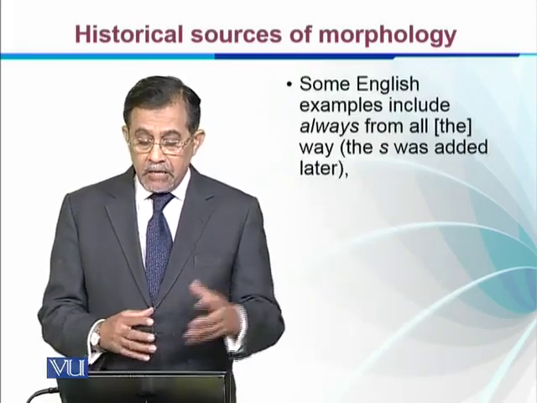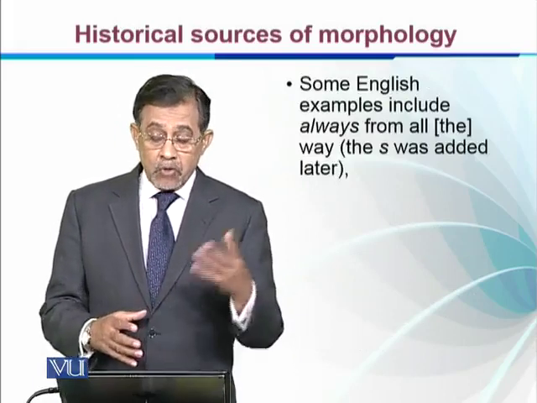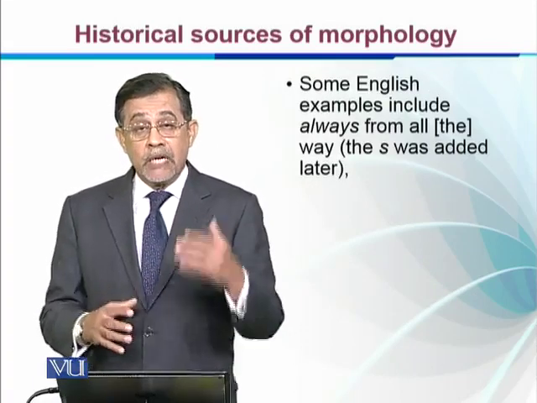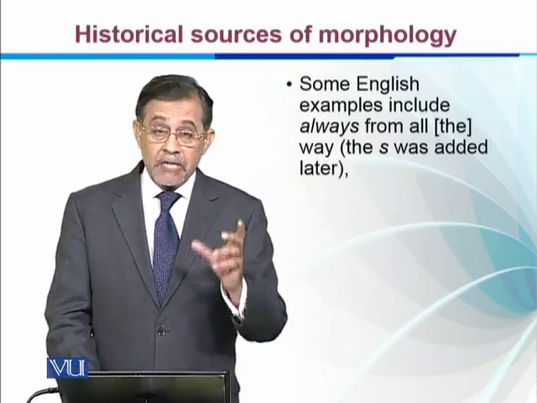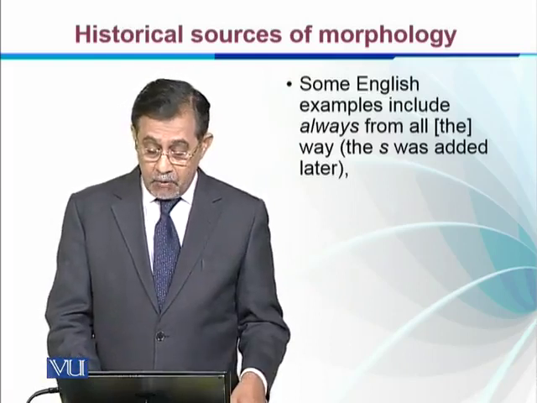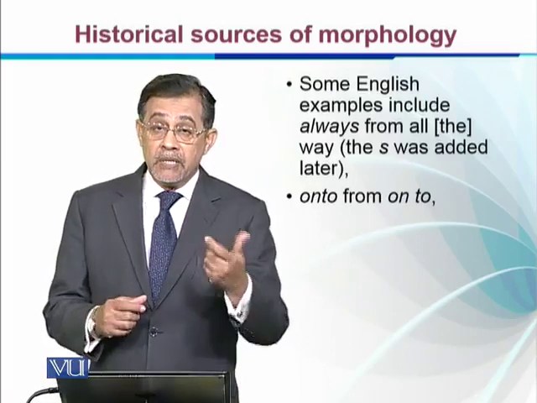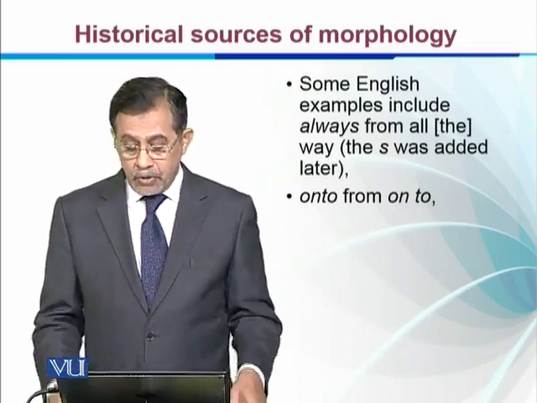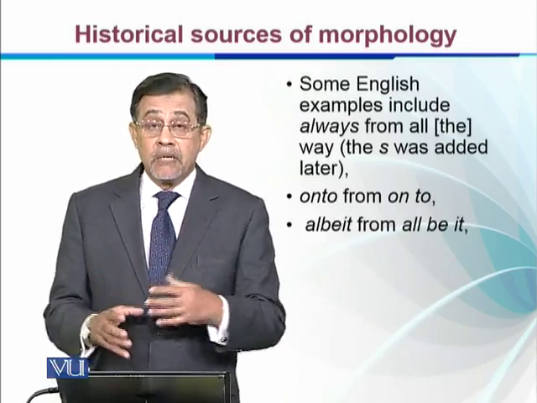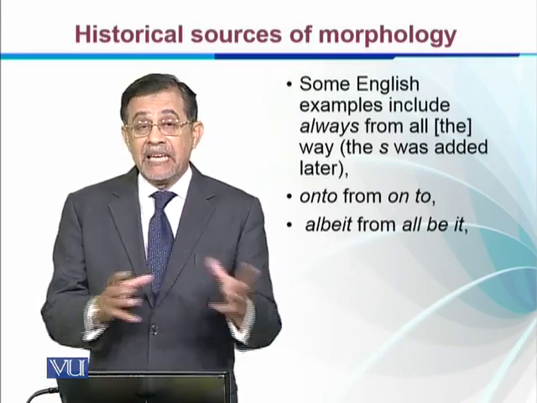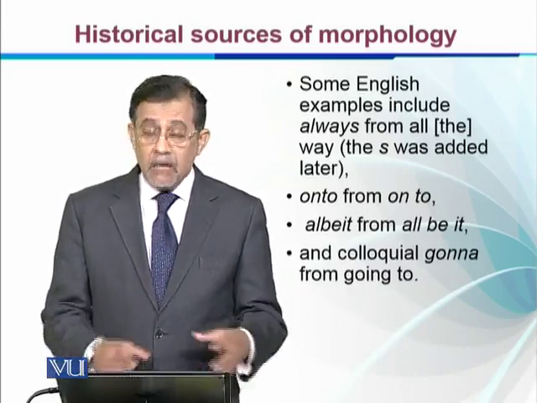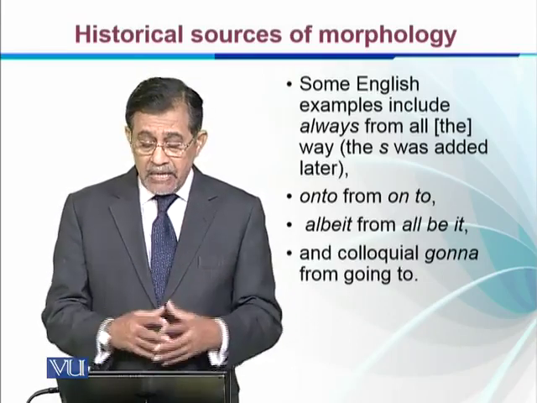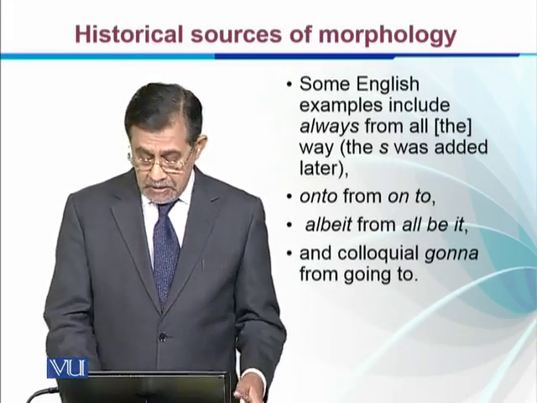For example, some English examples include always. So it was all the way, and later s was added to it to make it always. So it was a phrase and then it was made a word. Similarly, onto, written as one word, is a preposition. It used to be on and to. Similarly, albeit. So all be it became albeit. And the colloquial gonna, wouldja. So these are all examples of this univerbation.